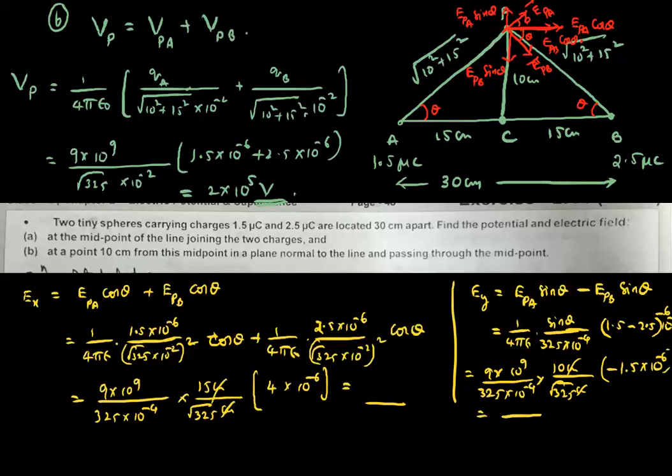Therefore, we can calculate the net electric field equal to root of Ex square plus Ey square, which gives you the answer as 6.58 into 10 power 5 Newton per Coulomb.